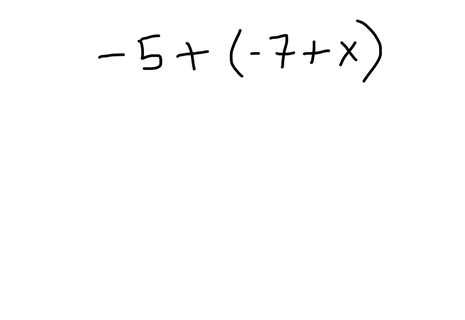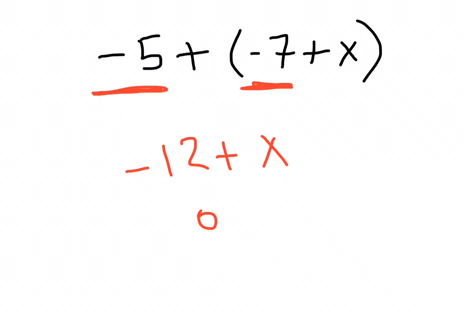More of this. Here we have negative 5 plus, close parentheses, negative 7 plus x. Once again, we need to combine our like terms. We have a negative 5 here, and we have a negative 7. The negative 5 and the negative 7, once we combine them, become negative 12 plus x, or x minus 12. Either would be correct.